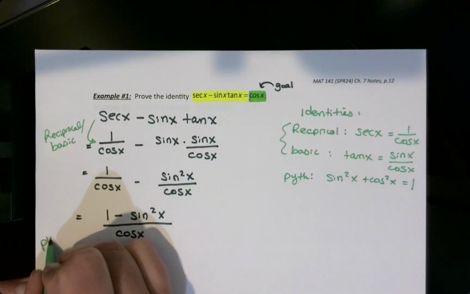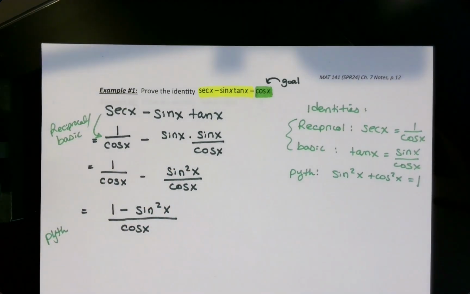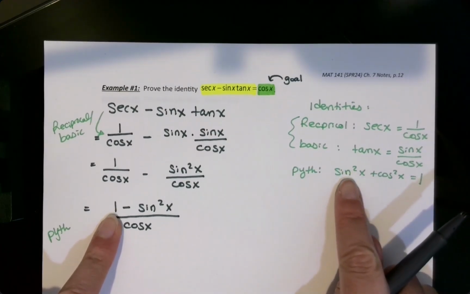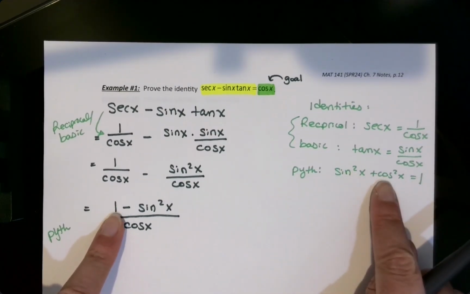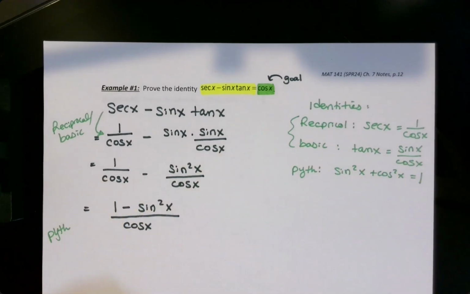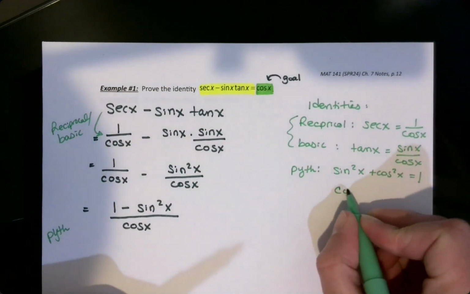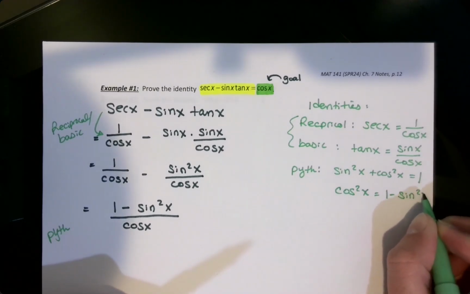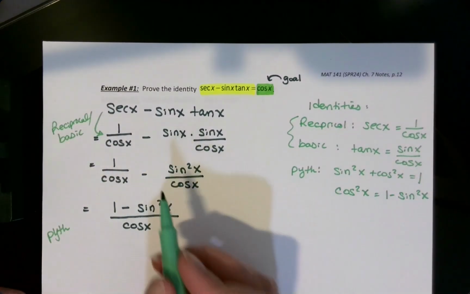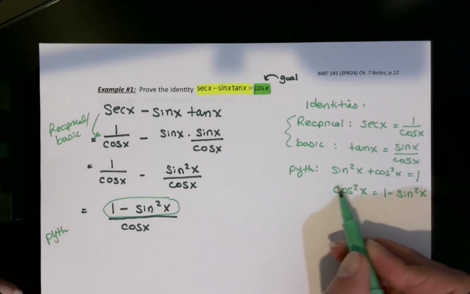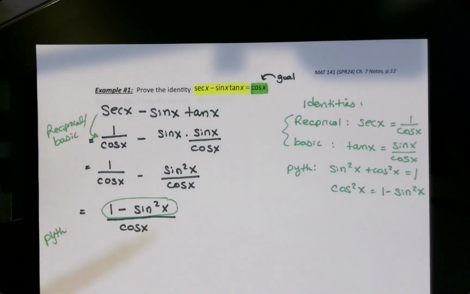So the next thing I'm going to do is apply that Pythagorean identity. There's a couple of different ways that I can apply it. I can sub in for the 1, the full sine squared x plus cosine squared x equal to the 1. Or I can subtract the sine over, and I can write this identity as cosine squared x equals 1 minus sine squared x. And that's actually the form I'm going to use right here. I've got myself a 1 minus sine squared x, which by the Pythagorean identity is equal to cosine squared x.